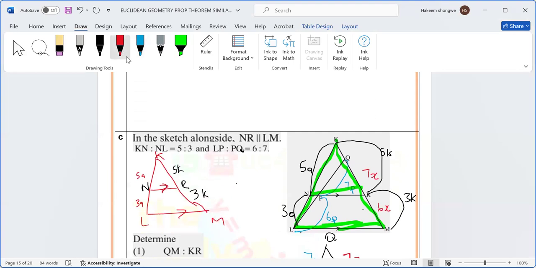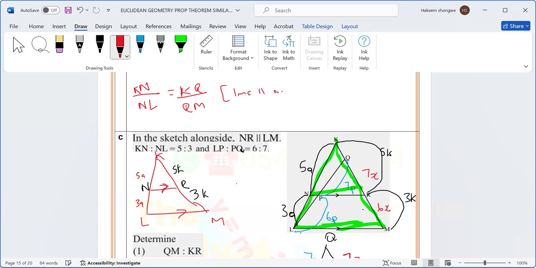What can we tell them? Then we are going to focus on RM. Let's do the proportionality. I think we should say KN over NL is equal to KR over RM. And this is the proportionality theorem: line parallel to one side of a triangle.